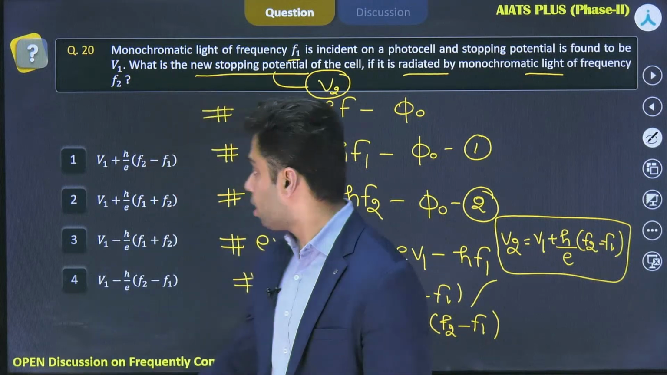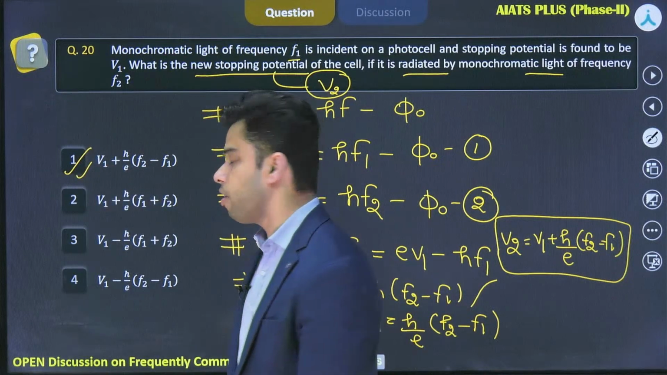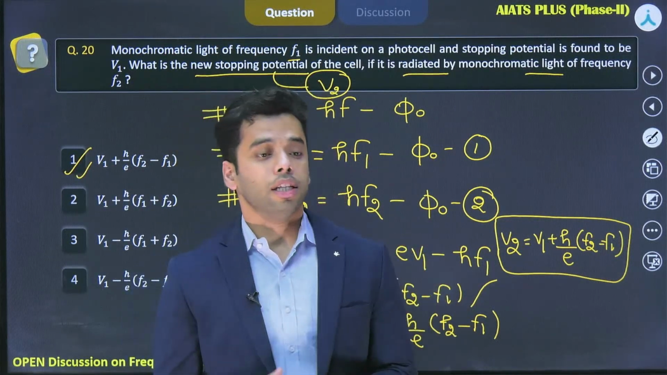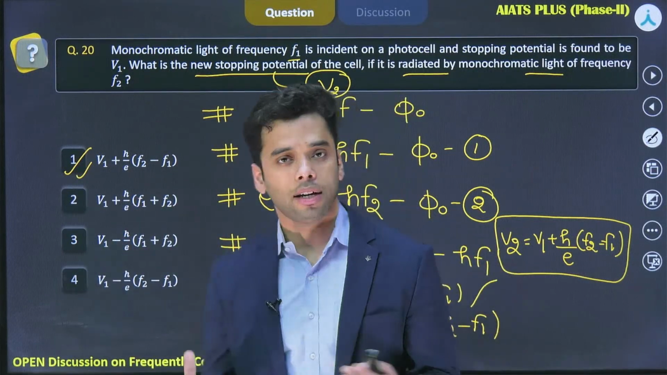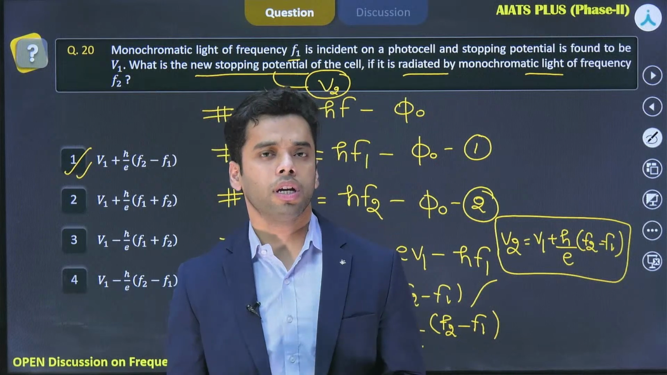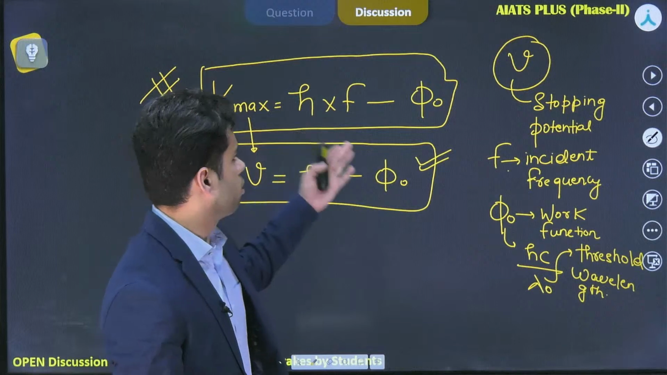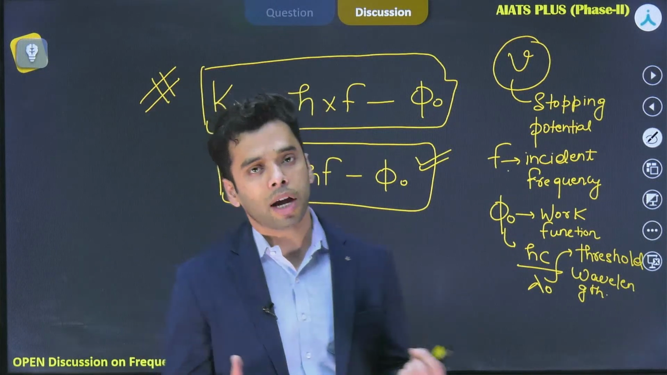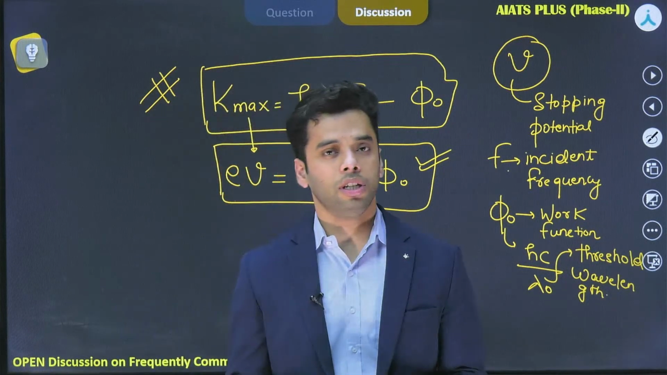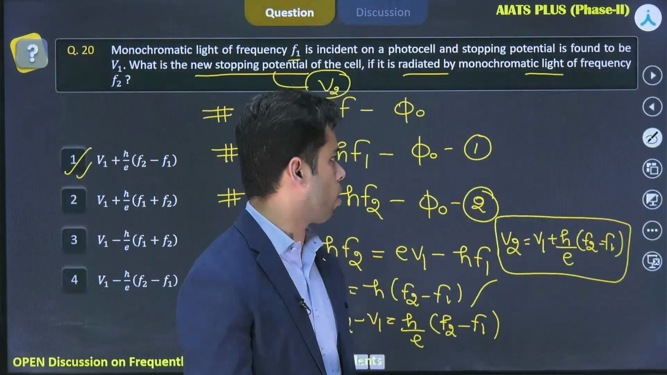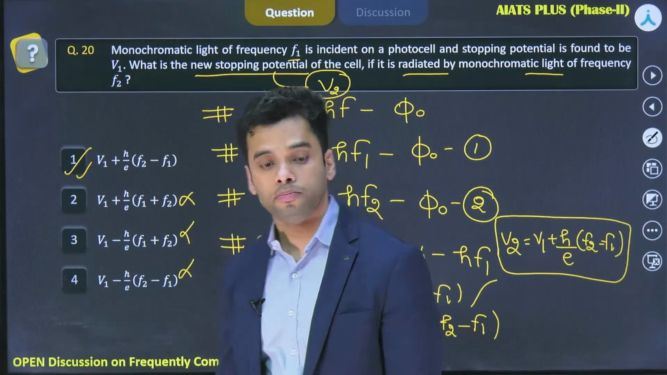So there you go, the correct answer is option 1, that is V1 plus h by e, f2 minus f1. Any doubt in this problem? If you have, you can put the doubt in the comment box. We used Einstein's equation: the maximum kinetic energy is equal to hf minus phi naught, and the maximum kinetic energy itself is written as eV, where V is the stopping potential. These are the basic concepts that we use to solve this problem, and we got the answer as option 1. So the rest three are wrong.